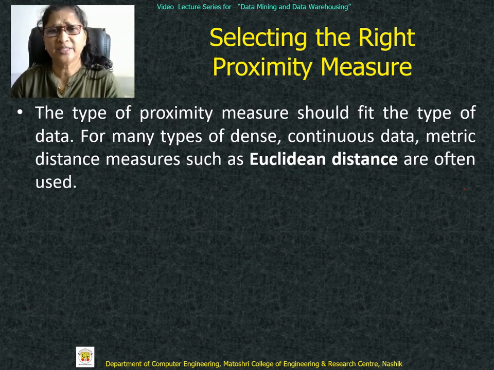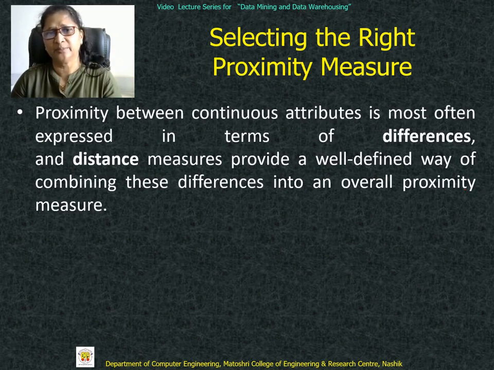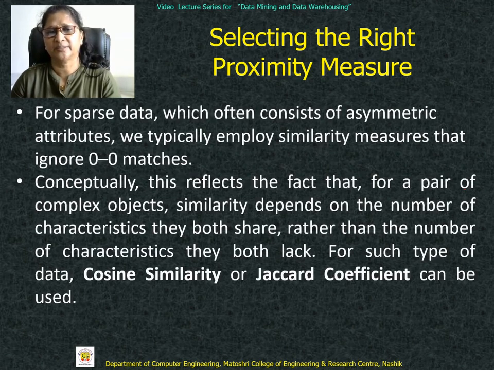These are some general observations that may be helpful in deciding which proximity measure to select. These are just a few suggestions that can be followed. They don't cover all types of existing data sets. The final determination of the proximity measure is always problem dependent. But let us look at some typical measures which are followed. Proximity between continuous attributes is most often expressed in terms of differences, and distance measures provide a well-defined way of combining these differences into an overall proximity measure.